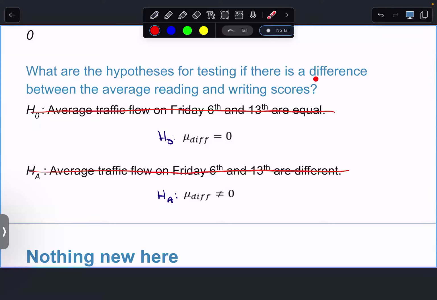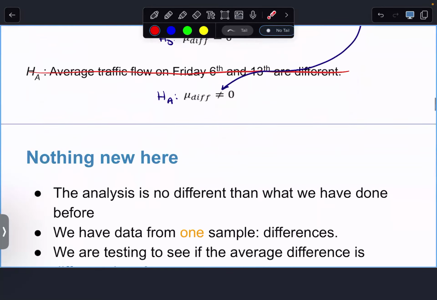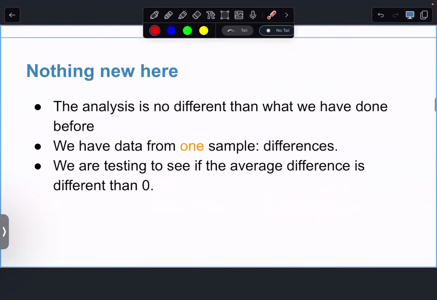If we want to test if there's a difference, and that's usually what I'll do, even if it makes more sense to test one side or the other, this makes our work easier. I want to know if they're not equal to each other. Then the mean difference would not be 0, something else. Besides that, there's really nothing new here, right? Then we can just talk about one sample mean of the differences.